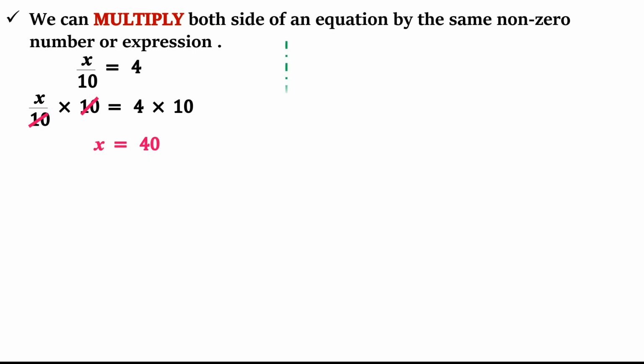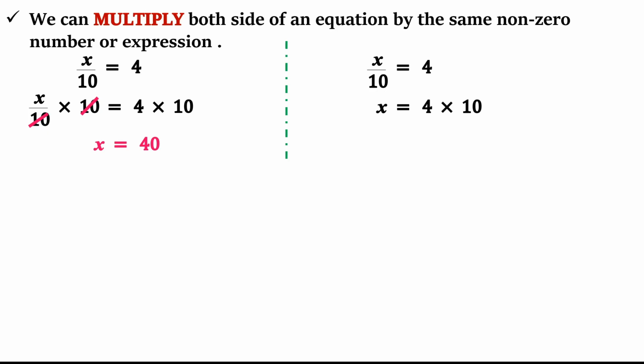It can be understood in one more way. Suppose I again have x upon 10 is equal to 4. Now I want to remove the 10 which is in the denominator. In a way you can say x is getting divided by 10. So if it goes to the other side, it will get multiplied. I told you, you have to reverse the sign.